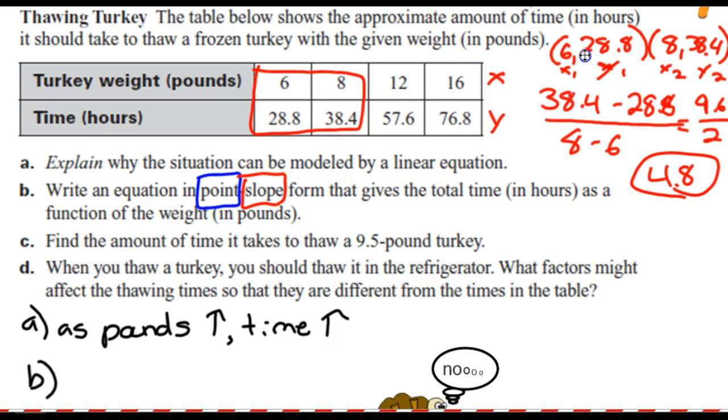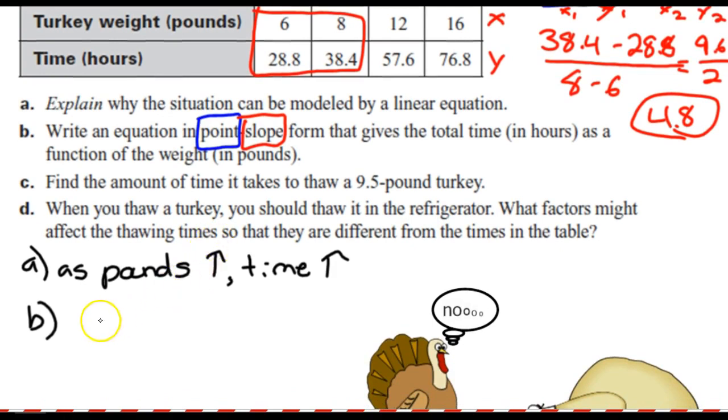Then we just have to pick a point. So I'm going to pick what I already have for x1 and y1, which is 6 and 28.8. So if we're going to write our equation, we start with y minus y1, which we decided was 28.8, equals our slope, which we found to be 4.8, times x minus our x1. Our x1 turned out to be 6. So there's our equation.